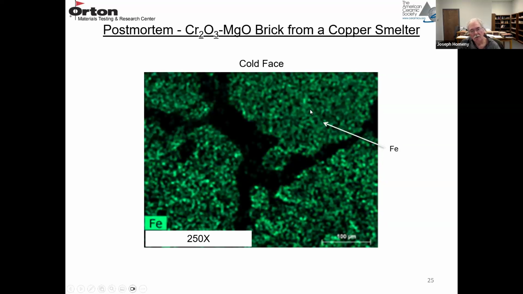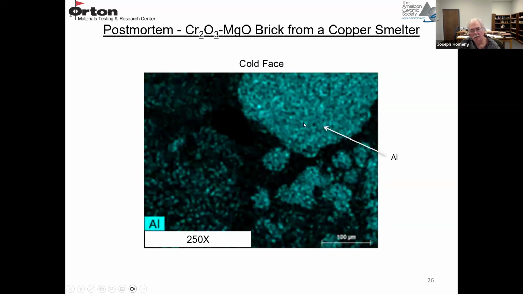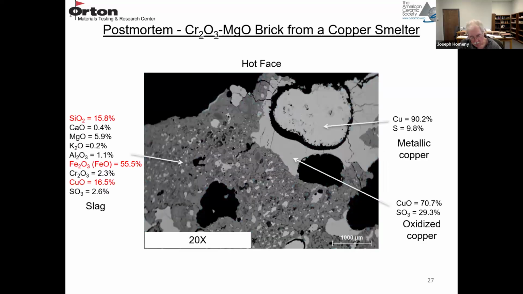And iron in green here, Fe, is basically uniformly distributed in the chrome aggregates and the MgO aggregates. So it's a pretty uniform distribution of Fe. And then the blue is the aluminum, and it's concentrated where the chrome is. So that's the cold face. It's a pretty typical chrome magnesite type refractory.